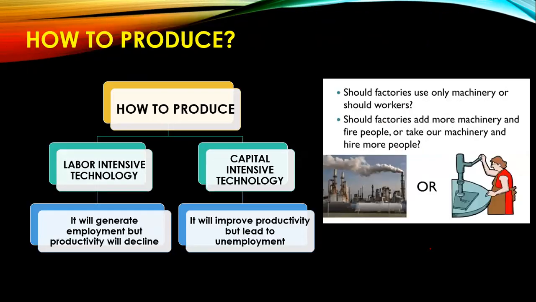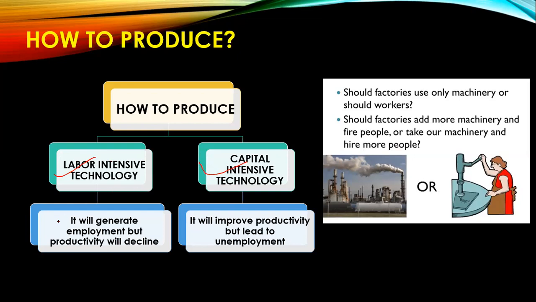The next comes out to be how to produce. How to means how you need to produce it. There are 2 types of technology. One is labor intensive and second is capital intensive. Now, what do you mean by that? Labor intensive means when you use more of labor and less of capital. Capital intensive means using more of capital and less of labor.